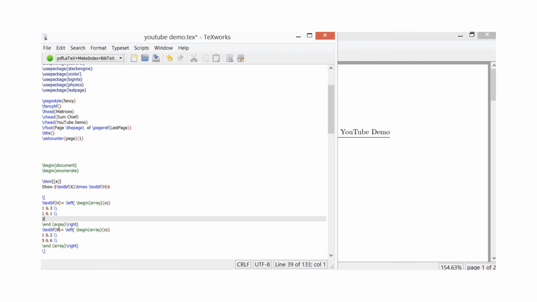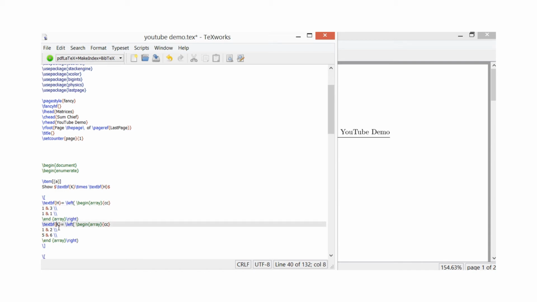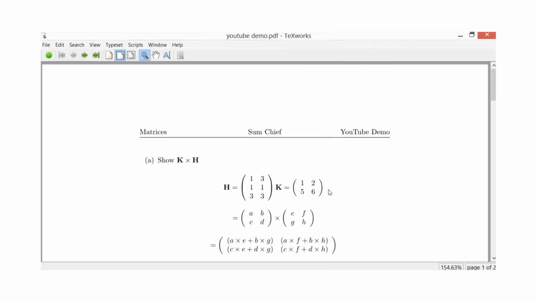And the good thing about this way of writing the matrix, I can then go and write my next matrix next to it. So now I've gone for textbf K equals, and then the same system as before, backslash left parenthesis, begin array, all in the green and the curly braces, cc, 1 ampersand 2, backslash backslash, 5 ampersand 6, and then end array, and then backslash right, close parenthesis, close mathematical language. And that's how we've got to this stage. All that line there is the first line in the maths mode here.